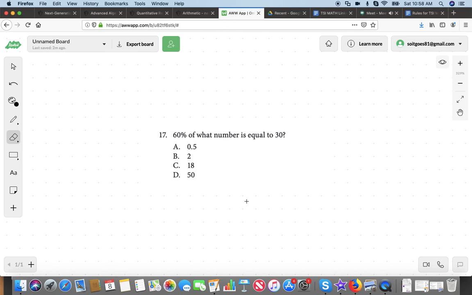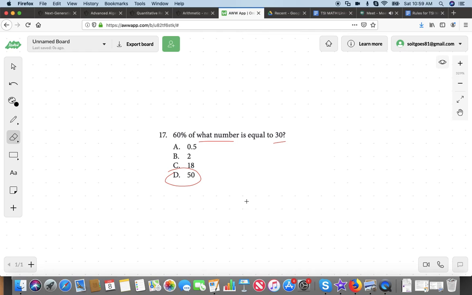I mean, 60% is almost half, or it's bigger than half, right? So the number we're trying to find, 60% of what number? That number has to be bigger than 30, doesn't it? Look at the answer choices. 50. Yeah. I mean, it can't be.